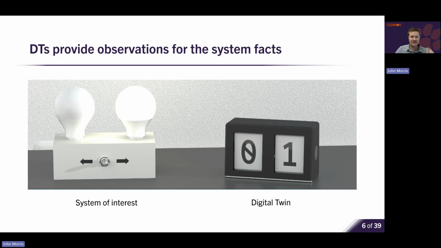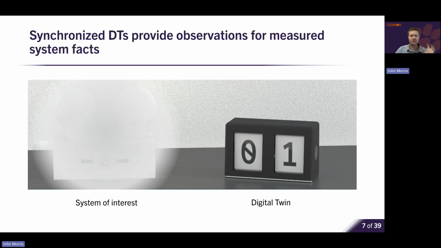So for instance, if I cannot see the light bulbs, if they're obscured for some reason, I can still measure the digital twin, and those observations of the digital twin inform me of the state of the system of interest. This is the full functionality of a digital twin, to provide observations of some system of interest that I may not be able to see.